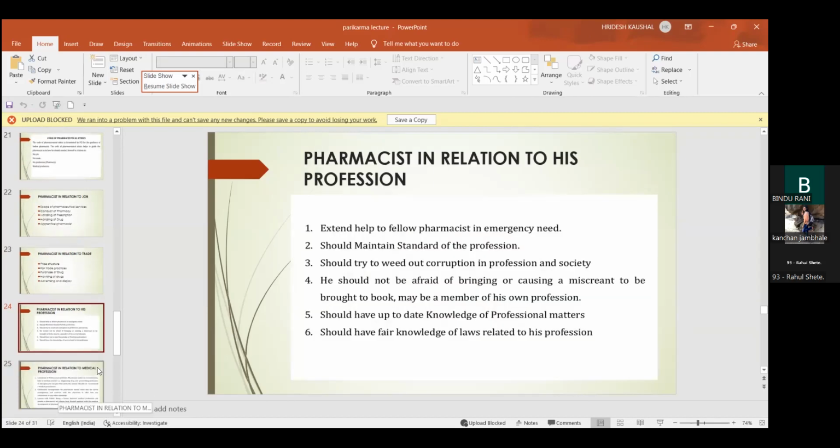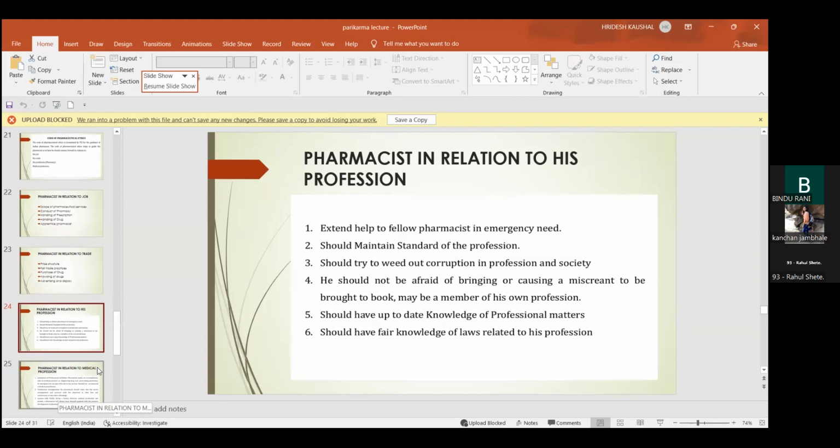Then in relation to the profession, we have to give emergency service. If there is any need, we have to give our service morally. If there is any emergency, we have to give our services. So extend the help to the fellow pharmacist in emergency need. Then we should maintain the standards of the profession, and should try to weed out corruption in the profession and in society.